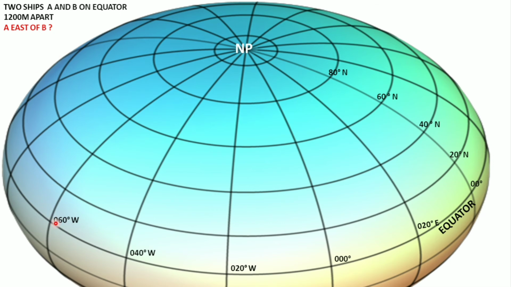Two ships, and they are 1,200 miles apart, and A is to the east of B. So this distance between these two ships on the equator can be converted into d long. And being east and west of each other, that means they are on the same latitude. So whatever distance I have given you here at the equator can be converted into d long.